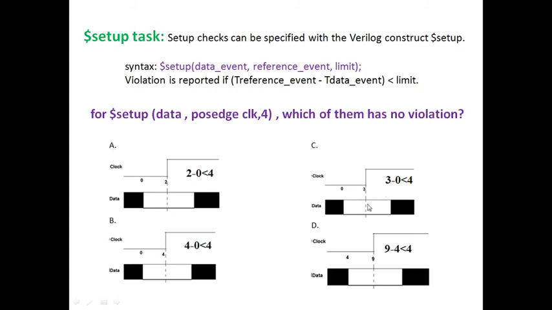Coming to C, the reference event is taking place at 3 seconds and the data event is at 0 seconds. So 3 minus 0 is less than 4, hence violation. Coming to the fourth flip flop, that is D flip flop, the reference event is 9 seconds, the data event is at 4 seconds, 9 minus 4 is 5, which is not less than 4. That means this circuit is not undergoing any violation, it is violation free and meeting the timing constraint. In this way we can find out whether any circuit is undergoing setup violation. So this is all about setup violation.